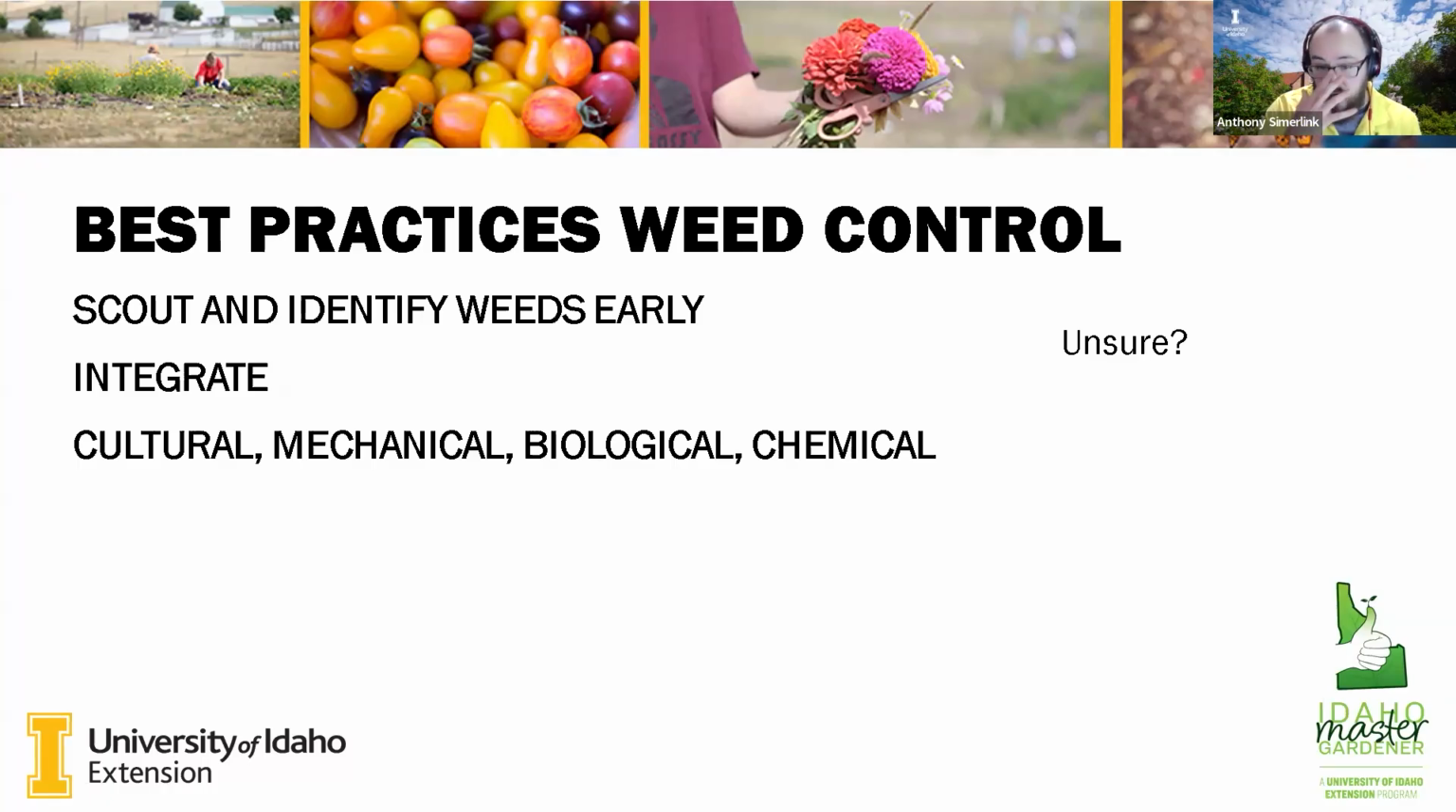Those are not always correct, but if you're still kind of unsure and you're not able to identify it, you can reach out to your local extension office and they will be able to either tell you what it is or get you in contact with somebody that knows what it is. When we're doing weed control, we want to integrate all of these different methods.